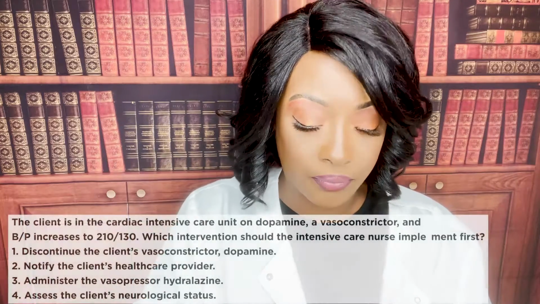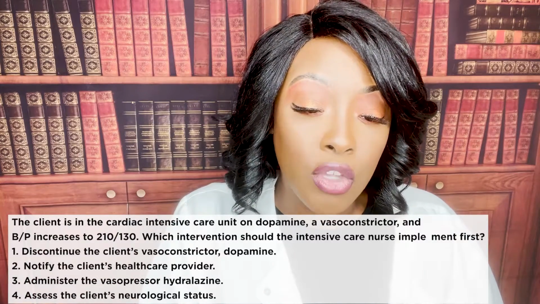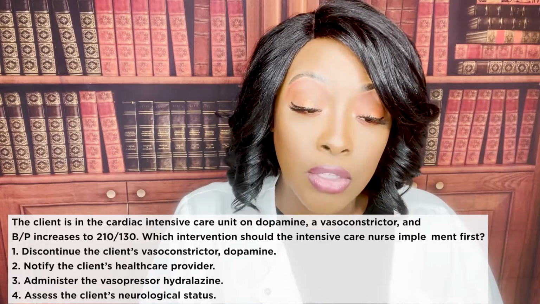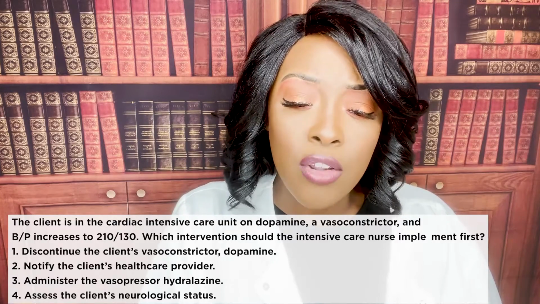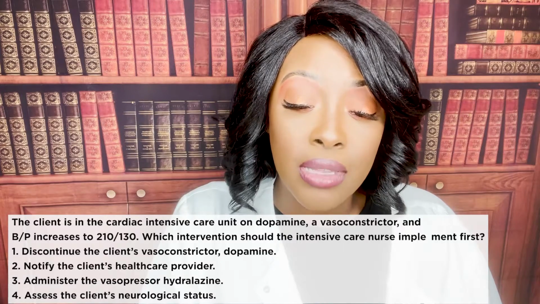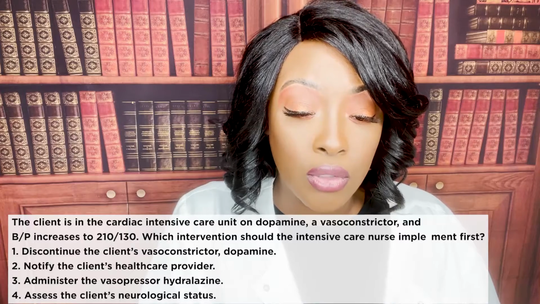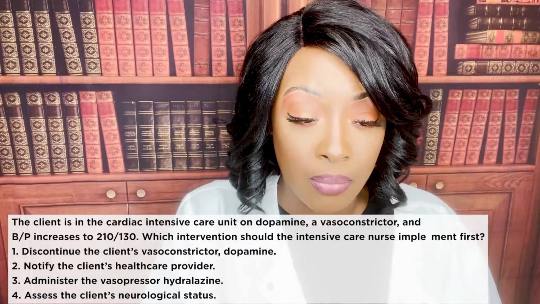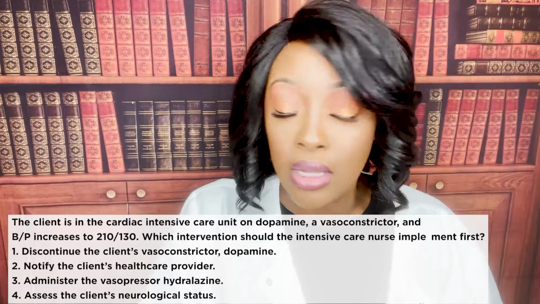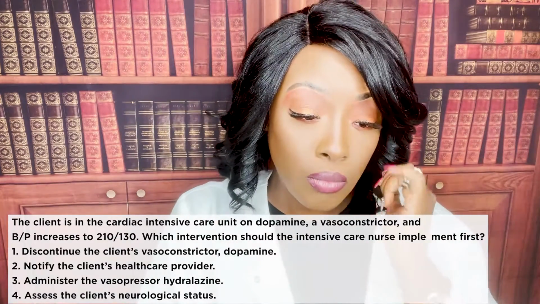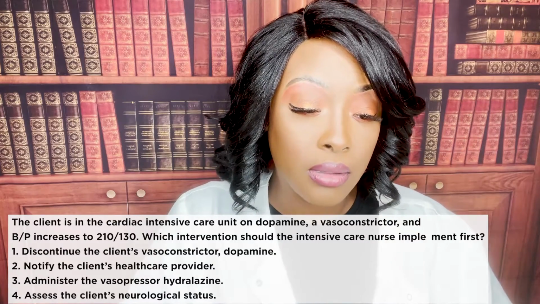Next question. The client is in the cardiac intensive care unit on dopamine, a vasoconstrictor, and the blood pressure increases to 210/130. What intervention should the ICU nurse implement first? 1, DC the vasoconstrictor, dopamine. 2, notify the healthcare provider. 3, administer the vasodilator hydralazine, excuse me. Or 4, assess the client's neurological status.